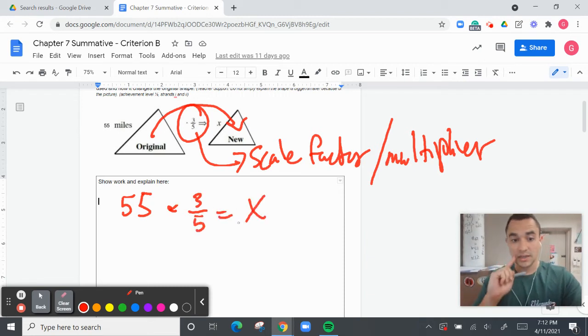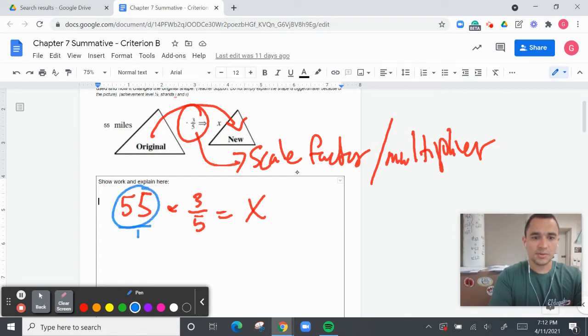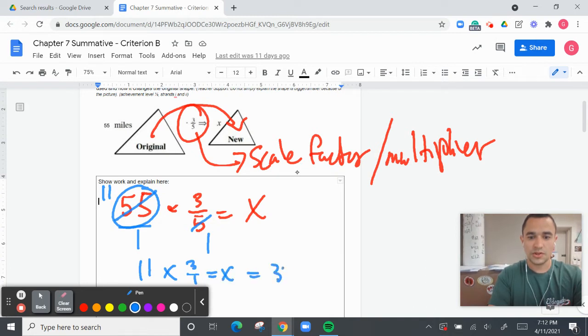And all you have to do is multiply. One way you can do this, a little fast way, is know that 55 is going to be over 1, because 55 is a whole number. 55, cross that out, and you can reduce the top and the bottom. 55 divided by 5 is 11. So it's going to be 11 times 3 over 1 equals x, which is going to equal 33.